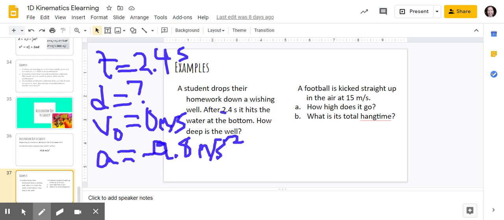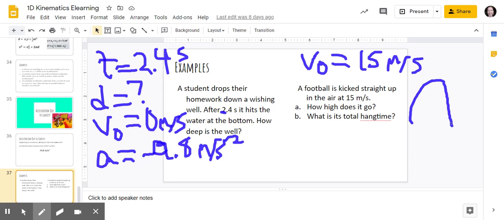And then if we look at the second problem here, a football is kicked straight up into the air at 15 meters per second. How high does it go, and what is its total hang time? So 15 meters per second is the initial velocity. And we're thinking, we don't have a time, so how can I solve this like the last one? Well, a key thing to note is that when you toss something up in the air, it starts at its fastest and then it slows down until it reaches the very top of its trajectory. So when it reaches the very top, its velocity is going to be 0.